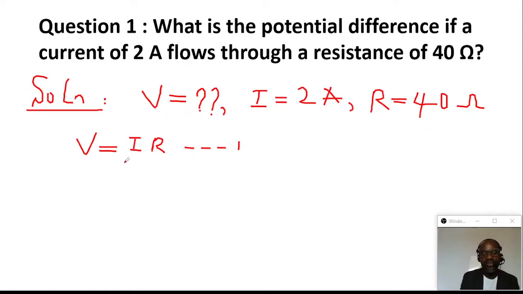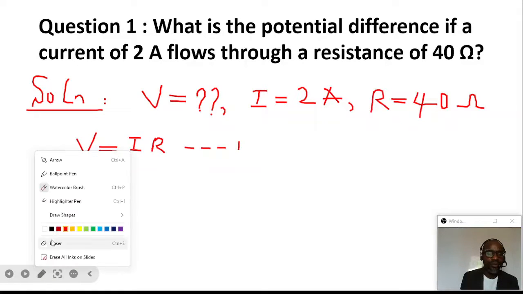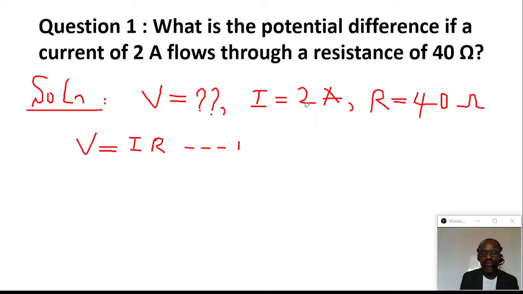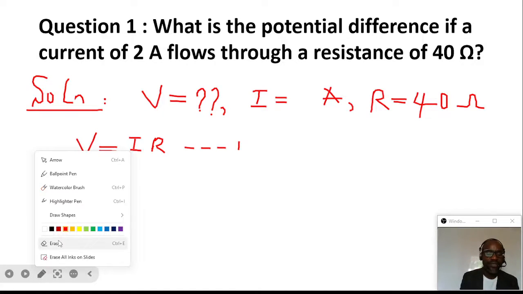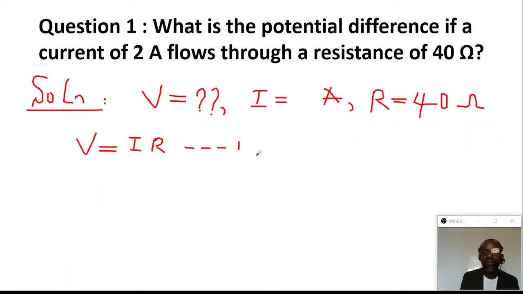Now we are looking for V. So we can use equation 1, whereby we already know the value of current as 2 amps, the value of resistance as 40 ohms. I want to quickly clean off these two, it doesn't look nice, and then write a better 2. Let me write something good to represent the number 2.